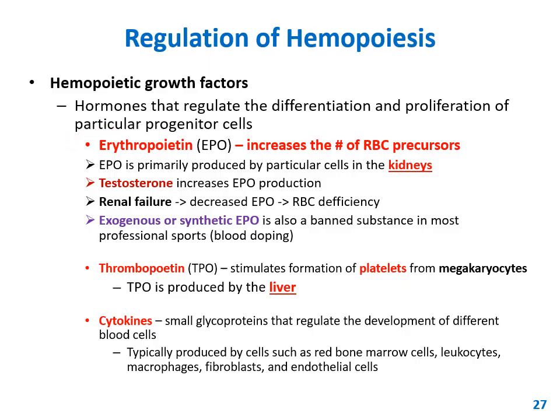How many months is that? About 4 months. Okay, so every red blood cell survives for about 4 months, and then it gets turned over, right? So you always have to be producing new red blood cells. Now, how is it that you're going to produce red blood cells?